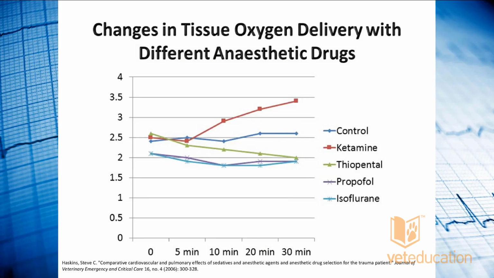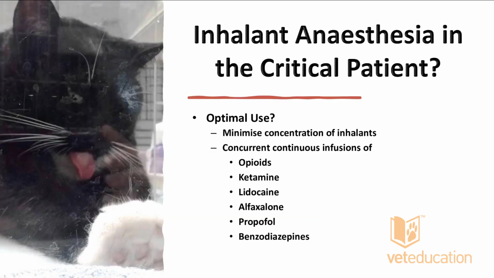And finally, on the slide here, we have changes in tissue oxygen delivery. Now, with all of the deleterious effects of propofol and isoflurane we've seen in the last few graphs, obviously they tend to be sitting at the lower end of this particular graph. We notice that thiopentone is also reasonably low. The control animals that were not anesthetized had a tissue oxygen delivery that was the same, but ketamine resulted in improved tissue oxygen delivery. And this may be one of the reasons why blood lactate concentrations actually begin to decrease in patients that are maintained with ketamine continuous infusions.